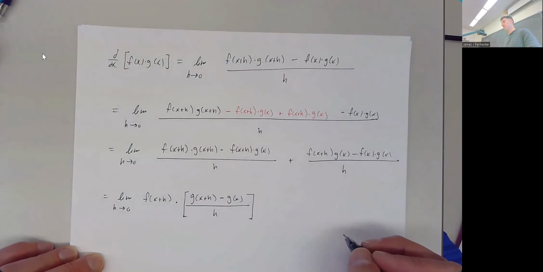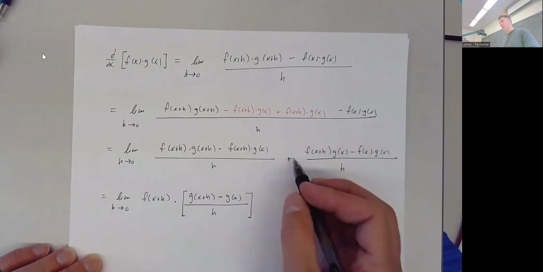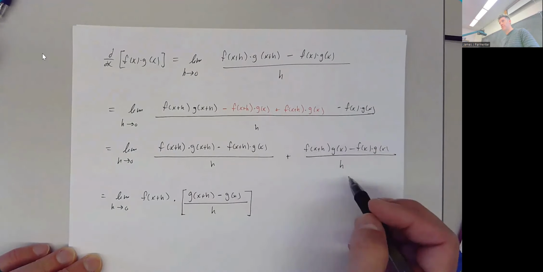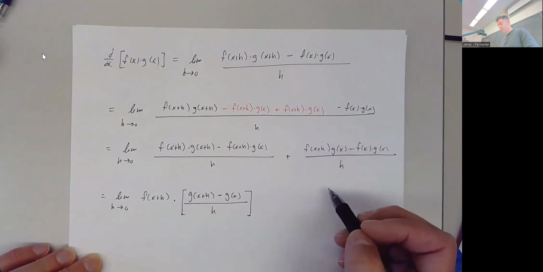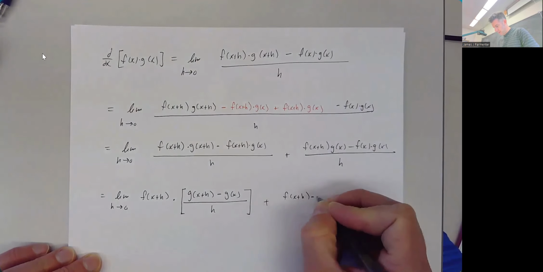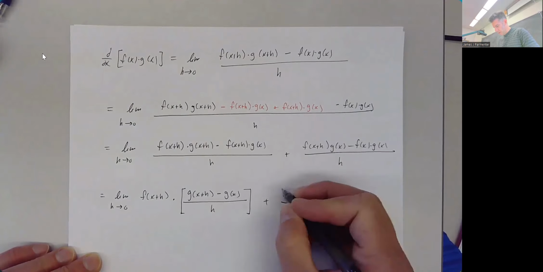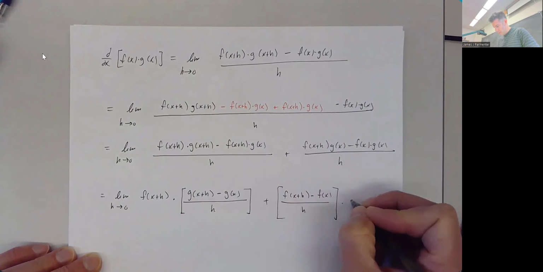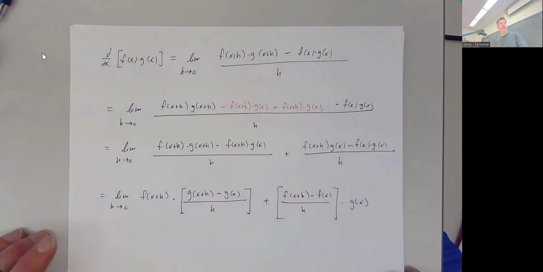That should look familiar. Over here, same deal. What can I factor out from each of these things? So I'm going to write it like this: f of x plus h minus f of x all over h times g of x. Okay, now here's where we have to actually see a thing.